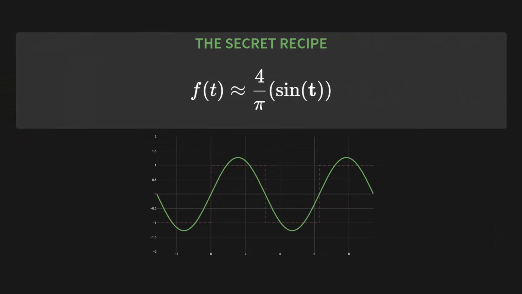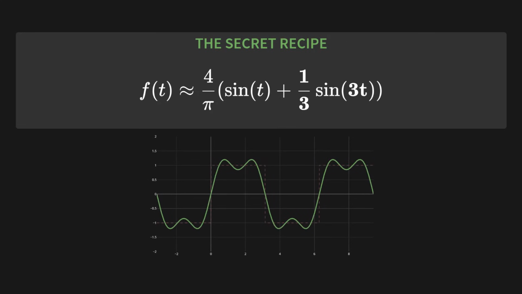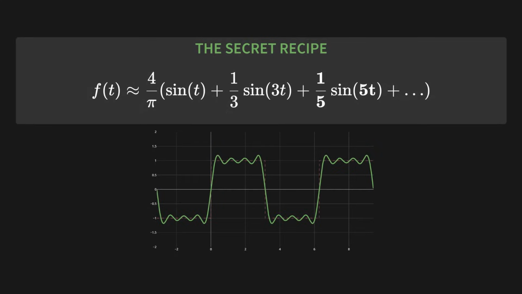For the square wave, it starts like this. The Fourier series f of t is approximately 4 over pi times the sine of t. But that's not the whole story. To get closer, we add another piece, 1/3 times the sine of 3t, and we just keep going. We add 1/5 sine of 5t, and so on forever.